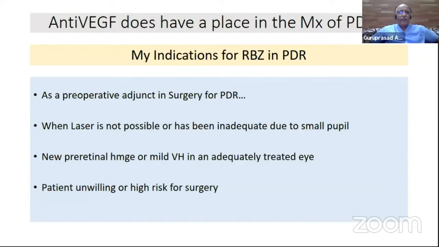New preretinal hemorrhage or mild vitreous hemorrhage in an already adequately treated eye is definitely an indication for an injection. And if it is in a patient whom you want to do laser but the patient is unwilling, or if the patient is high risk for surgery, for example, patient may be having renal problems, they may be having cardiac problems, he may not be given clearance by the physician, or the patient has a mild vitreous hemorrhage causing some floaters in an adequately lasered eye, you can top it up with treatment with ranibizumab.